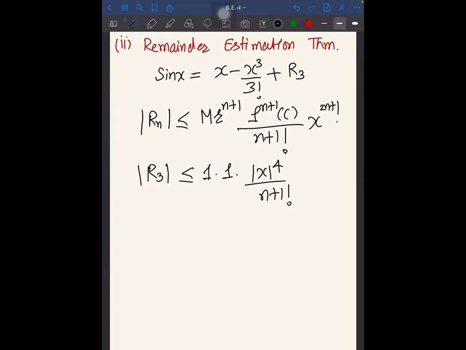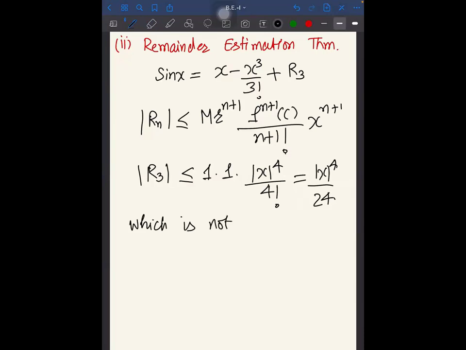Is it okay? Sorry, I should replace it here also by 3 plus 1, 4 factorial. Which would be mod x^4 by 24. So we say that, which is not good.